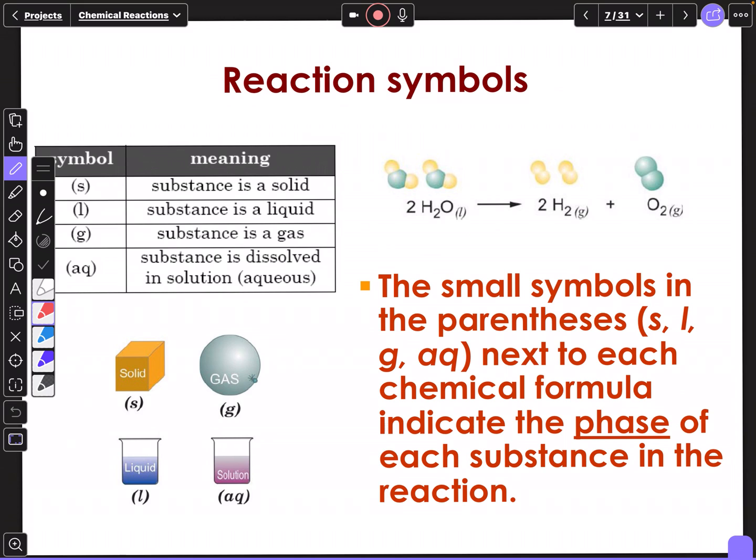Now sometimes in a reaction you'll see these symbols in parentheses, and they just tell you the phase of each substance in the reaction. S is for solid, L for liquid, G for gas, and AQ is aqueous solution, which means dissolved in water. So in this case, this is telling you this liquid water is producing hydrogen gas and oxygen gas.